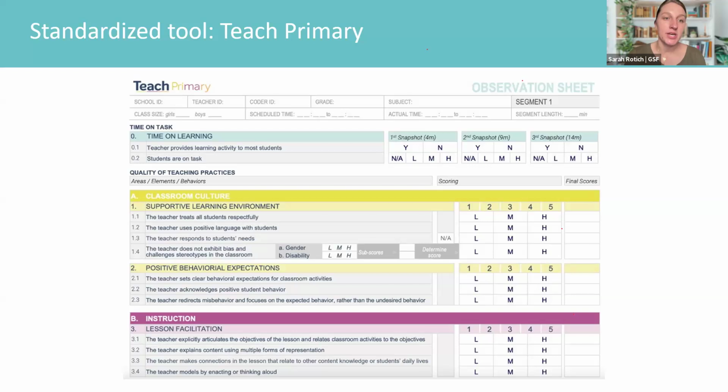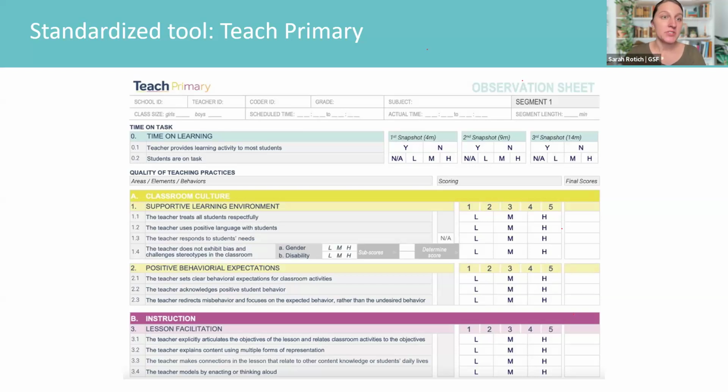And then you might be able to look at things like, are students more on task in our FLN program than they are in our high school program? Or are teachers setting clearer behavioral expectations in small groups versus in whole groups?